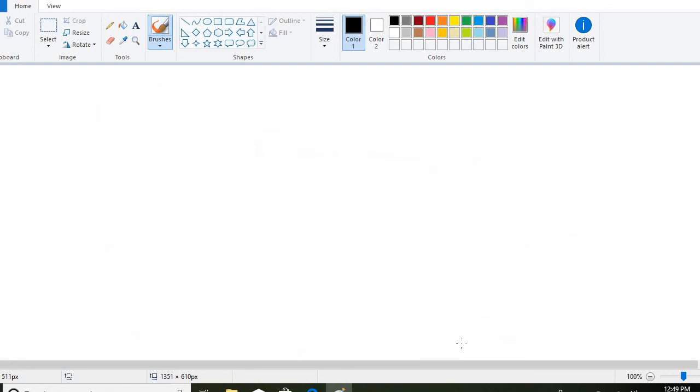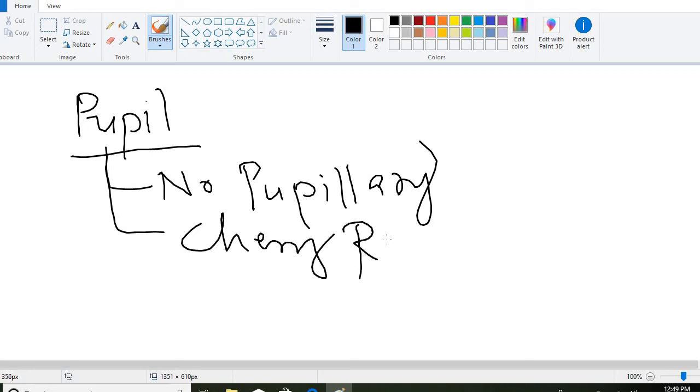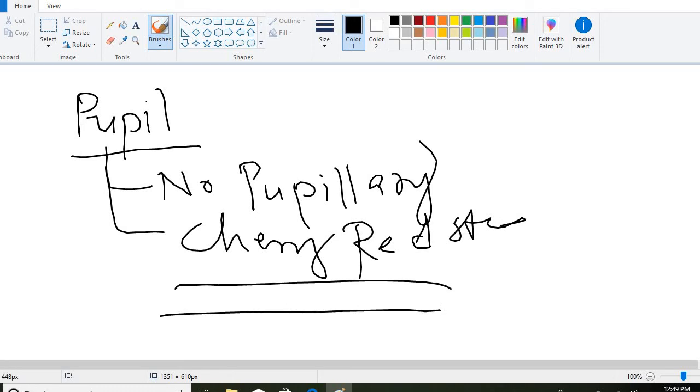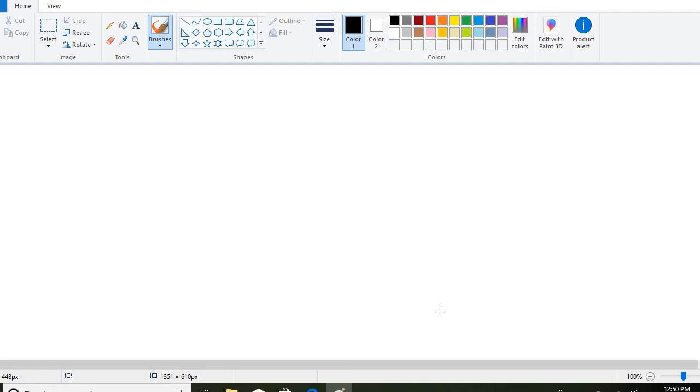Pupillary examination will show no pupillary reaction. No pupillary reaction and cherry red spots on the retina. Now, what will be the treatment for central retinal artery occlusion?